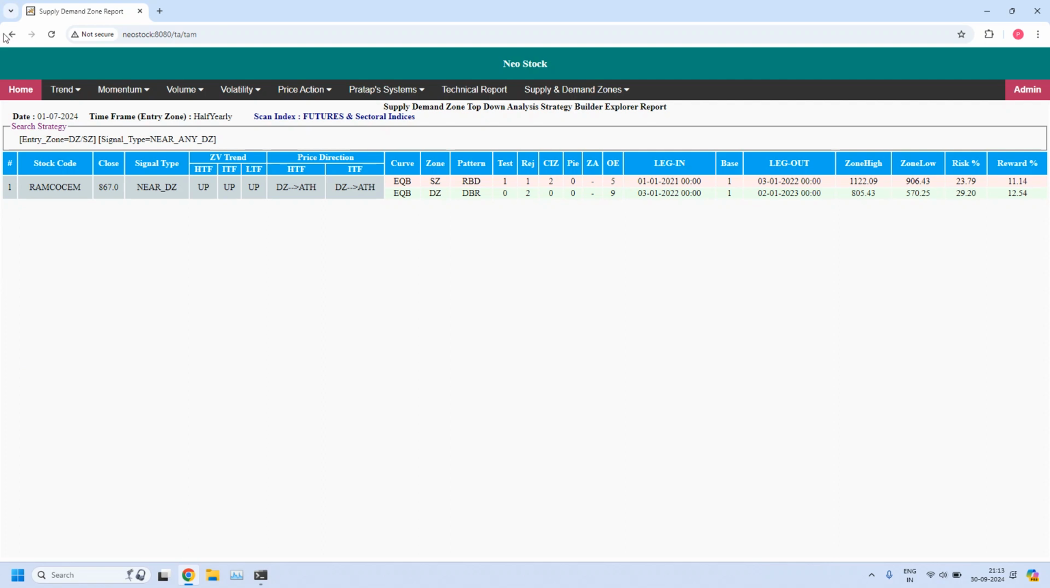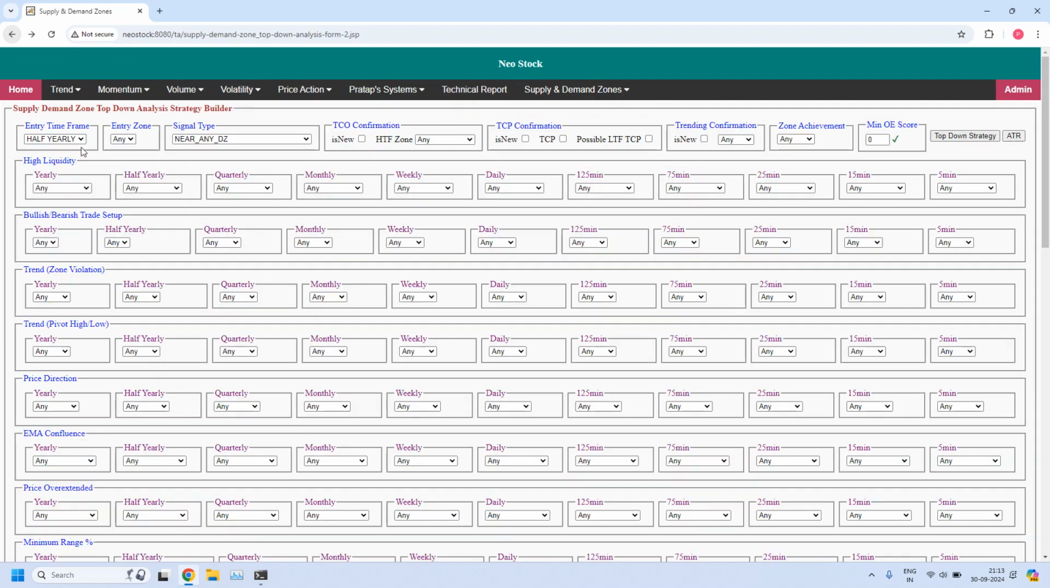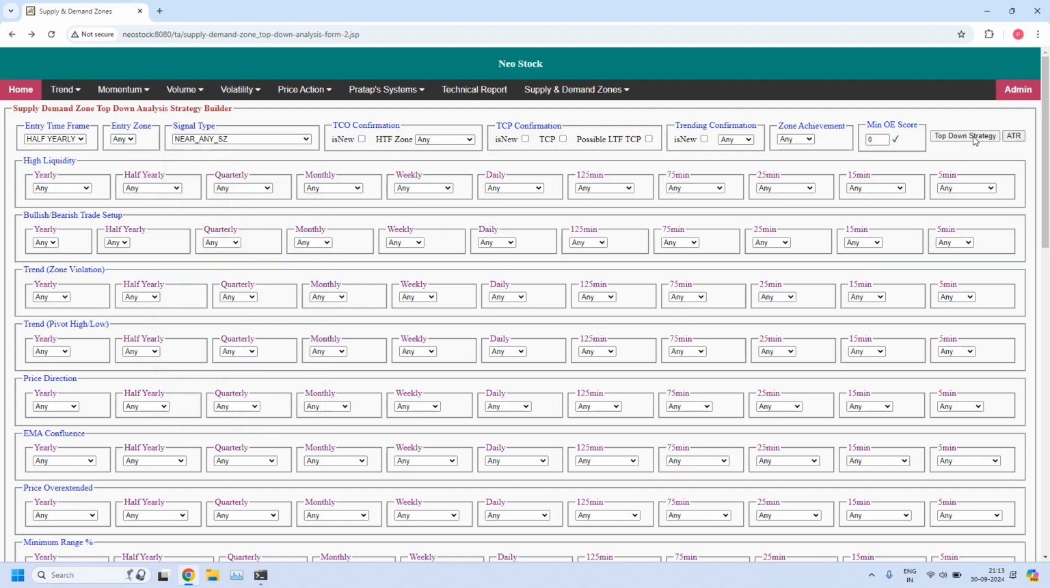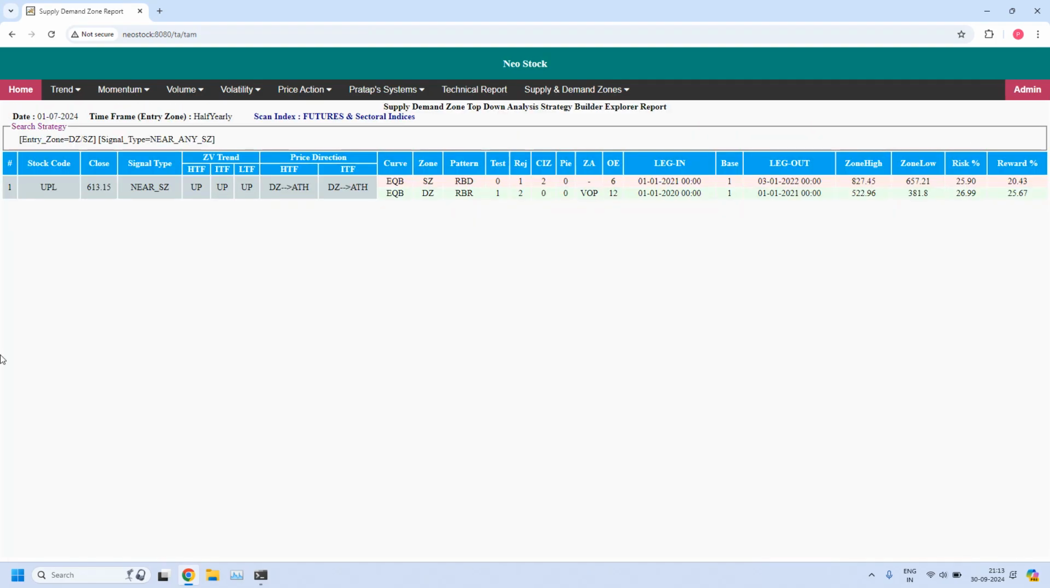Okay, now let's generate the next report for half yearly time frame. Let us find the stocks near half yearly supply zone. One stock is filtered near to the half yearly supply zone.